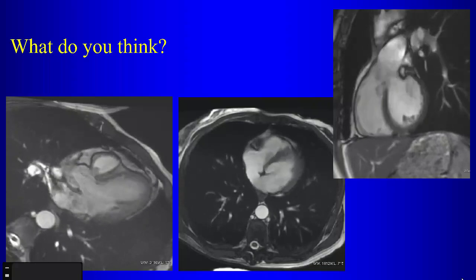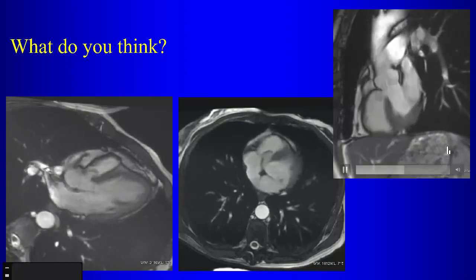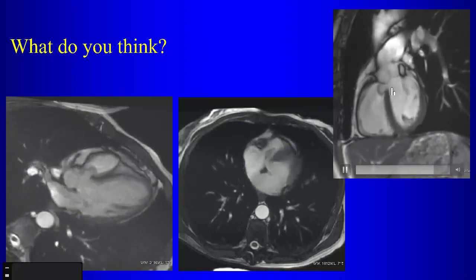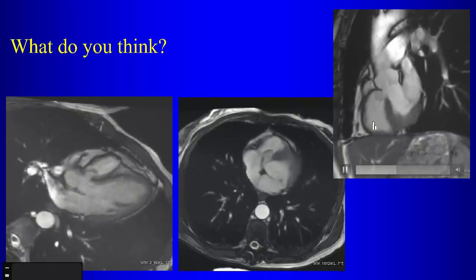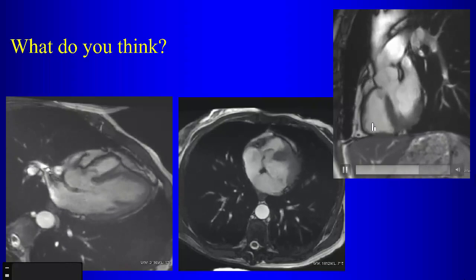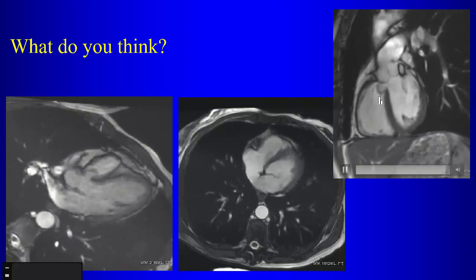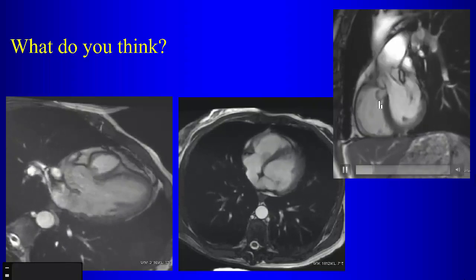Yeah, so aneurysm. Well, it's not a sinus of Valsalva aneurysm. The sinus of Valsalva is up higher, right? This is the membranous portion of the septum. So it's an aneurysm. It's a ventricular septal aneurysm, okay? But how does that form? How does this occur?